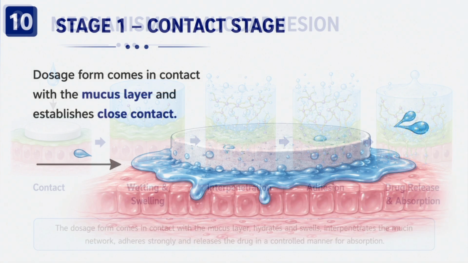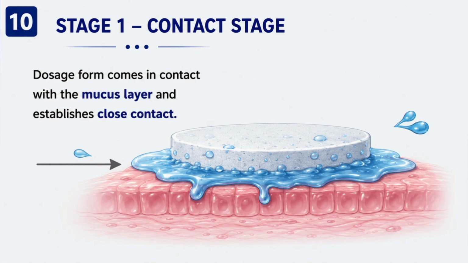Okay. The first stage is the contact stage. The dosage form comes into contact with the mucus layer. Close contact is essential here. Imagine trying to glue two pieces of paper without bringing them together. It is impossible, no? Similarly, the mucoadhesive polymer must establish contact with the mucus here. The dosage form may be placed directly at the site, as in buccal or rectal delivery. The initial contact allows the next stage of mucoadhesion to begin.